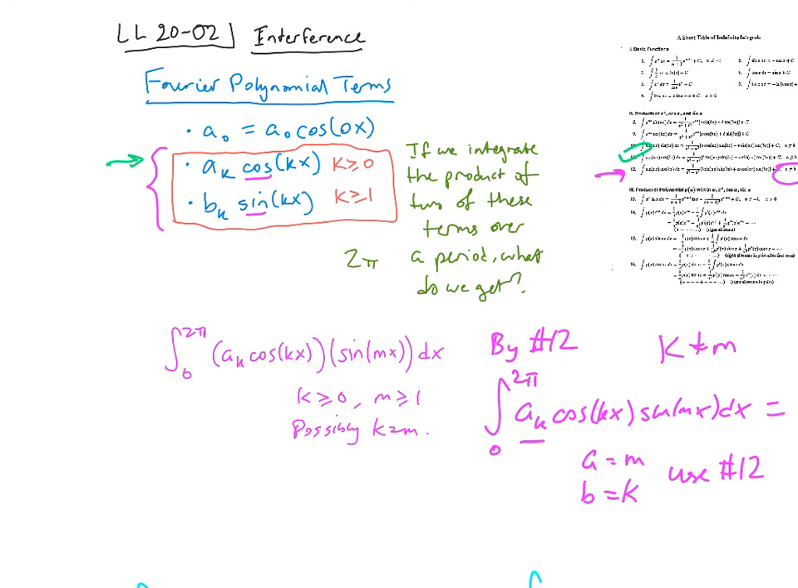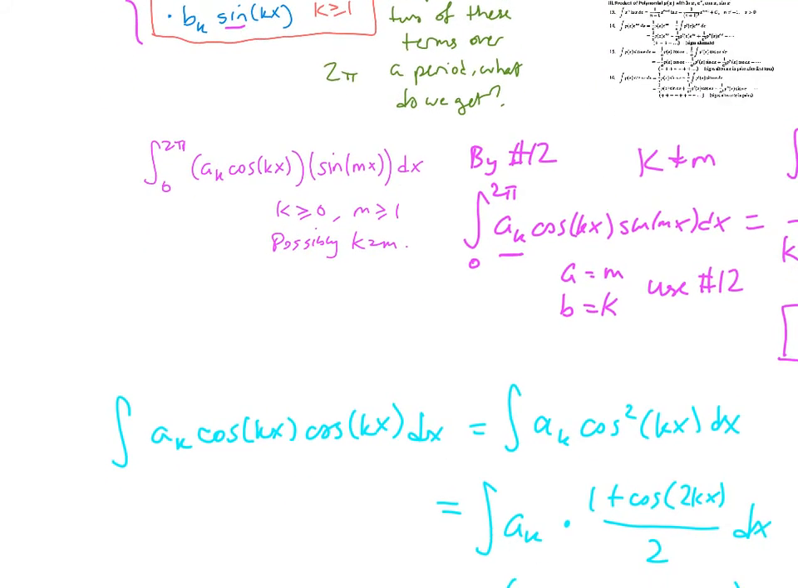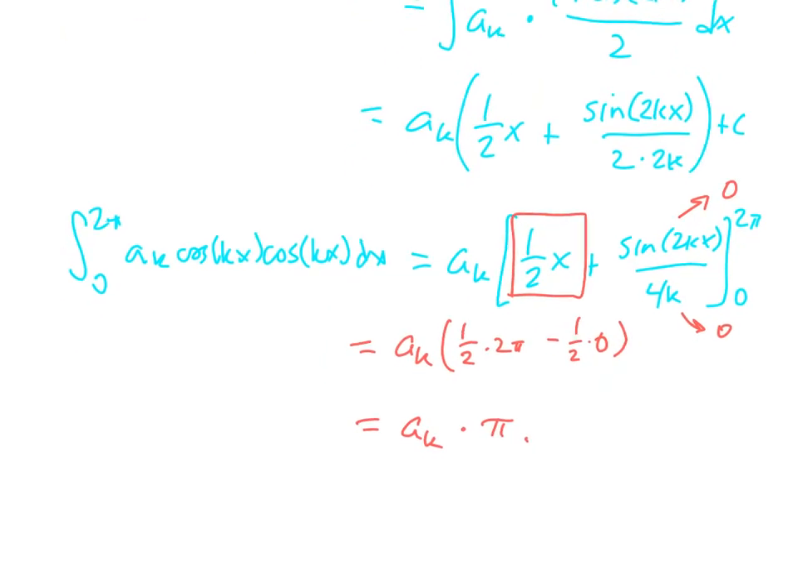Any of these terms will interfere with any of these terms in such a way as essentially to cancel everything out over a period. Any two different ones of these terms or any two different terms from here also will interfere with each other in a way that cancels each other out. But if I take the same term either from here or from here, I didn't show these, but the same logic applies, then I get that coefficient times pi. And we're going to use that result in class to discover what the best possible coefficients for a Fourier polynomial would be.